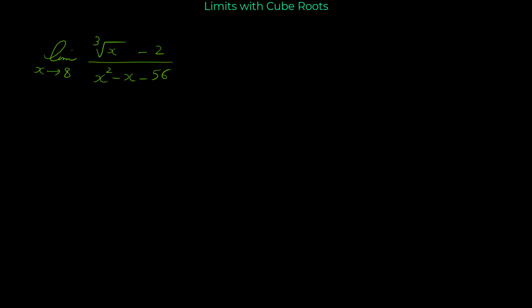First note that if we try to find this limit with direct substitution, in the numerator we have cube root of 8. If we substitute 8 for x, we get this in the numerator, and in the denominator we have 8 to the power of 2 minus 8 minus 56. Cube root of 8 is 2, 2 minus 2 is 0, and the denominator is also 0. So we cannot find this limit with direct substitution, and this limit is basically in the form of 0 over 0, which is an indeterminate form.